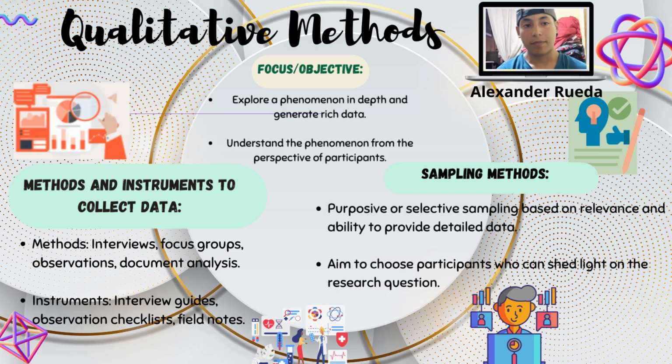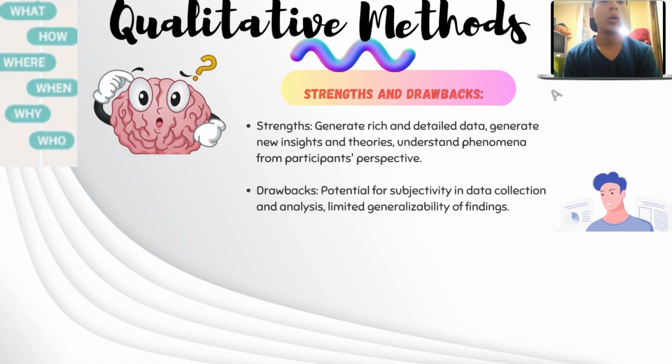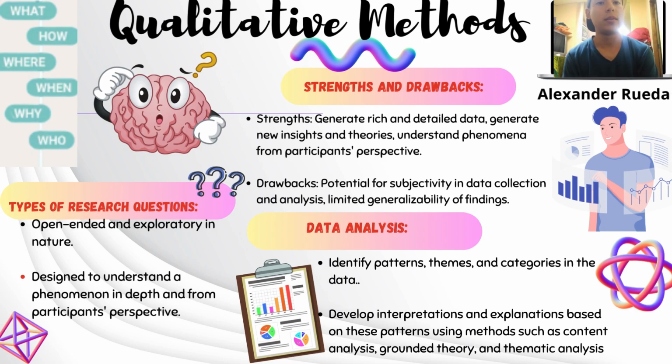On the other hand, the sampling methods are purposive or selected sampling based on relevance and ability to provide detailed data. It aims to choose the participants who can shed light on the research questions. Qualitative research methods have both strengths and drawbacks. In that case, on the strengths, it can generate rich and detailed data, and also it can generate new insights and theories, and also it can understand the phenomenon from the participants' perspectives.